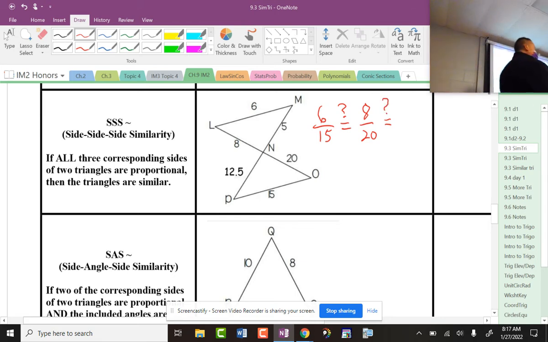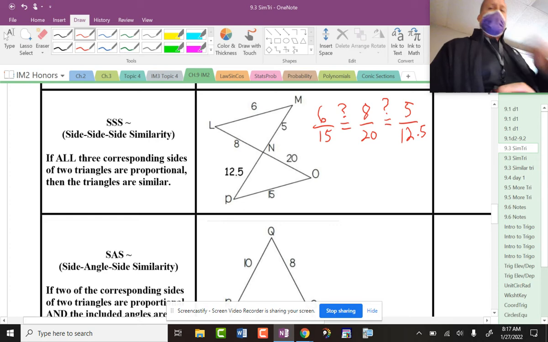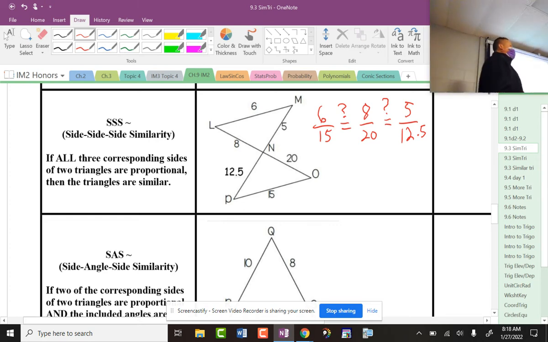So my first check is going to be this. If this checks out, I'm good. If not, then I'm going to try 8 over 12 and a half and 5 over 20. But I already know what 5 over 20 is. That's a fourth, and this certainly is not a fourth. So that's why you can make educated guesses here. So 5 probably should go with 12 and a half. And then you probably want to go to your calculator on this because of the 5 over 12 and a half.